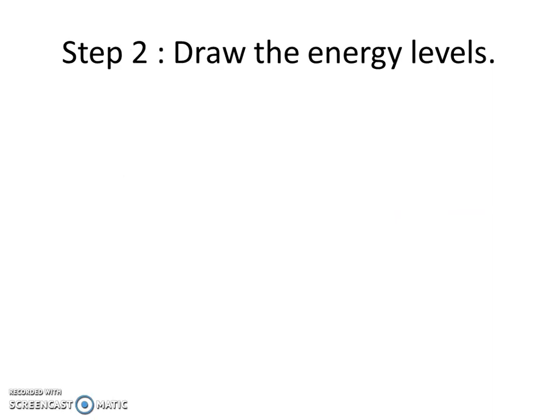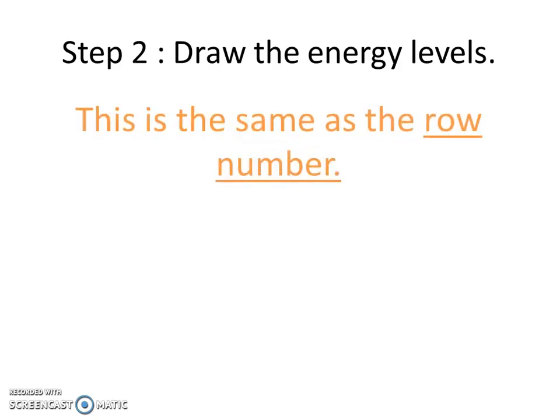Step 2 is to draw the energy levels. So take a minute to look at your periodic table and find the row number that hydrogen, nitrogen, and aluminum are in. You can pause the video if you need to find those. Hydrogen is in the first row. Nitrogen is in the second row. Aluminum is in the third row.